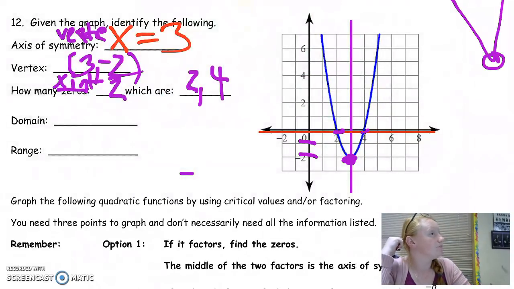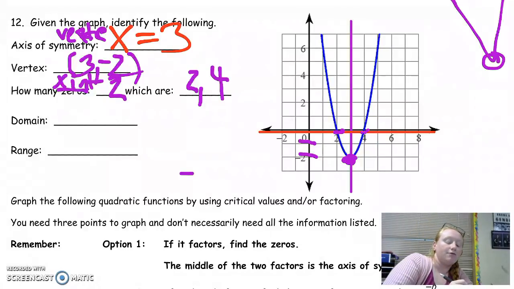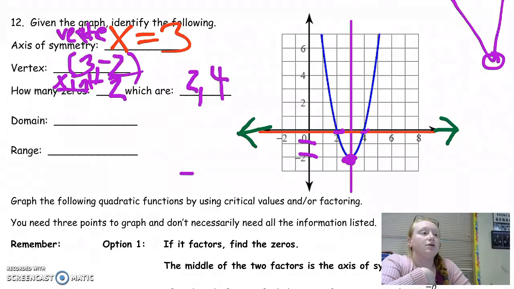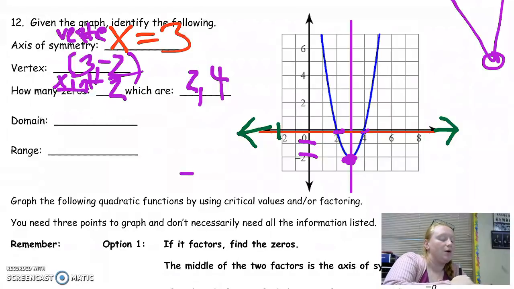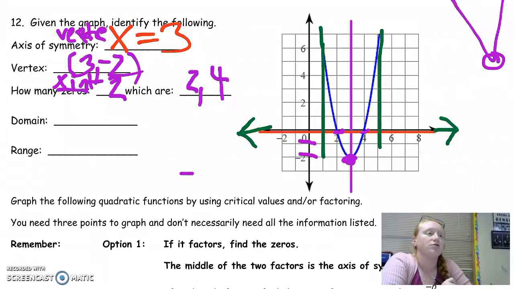Domain and range. So my domain represents my x's. My x's are how far to the left does this graph go and how far to the right does this graph go. And some kids are like, it goes to -2 and it goes to +8. No. Okay. So then they go, okay, so I guess the last point here was at 1, and I guess the last point here was at 5, so it goes from 1 to 5. No.